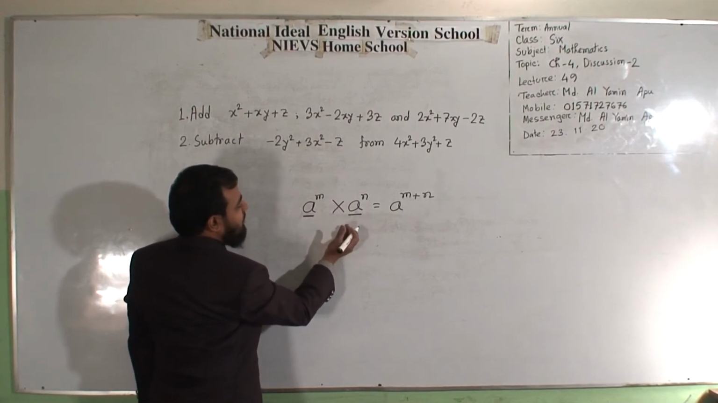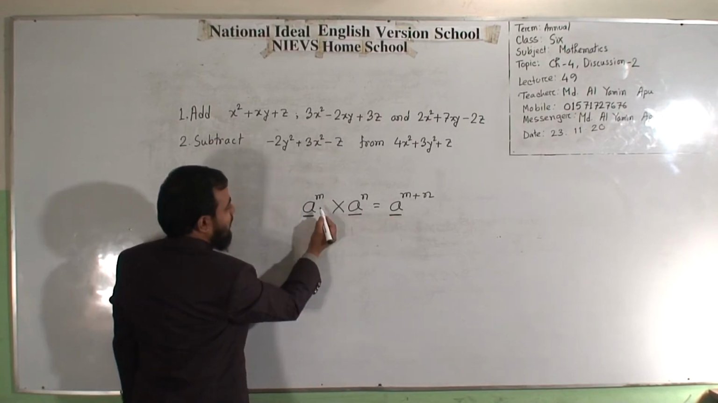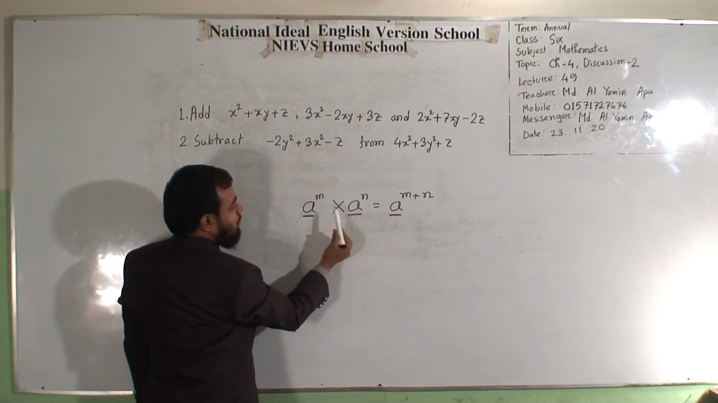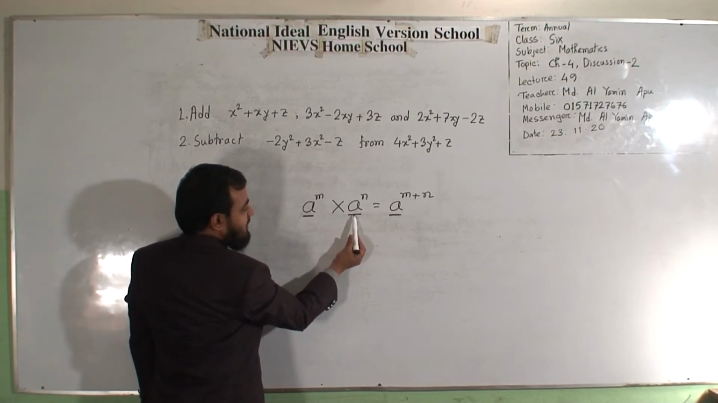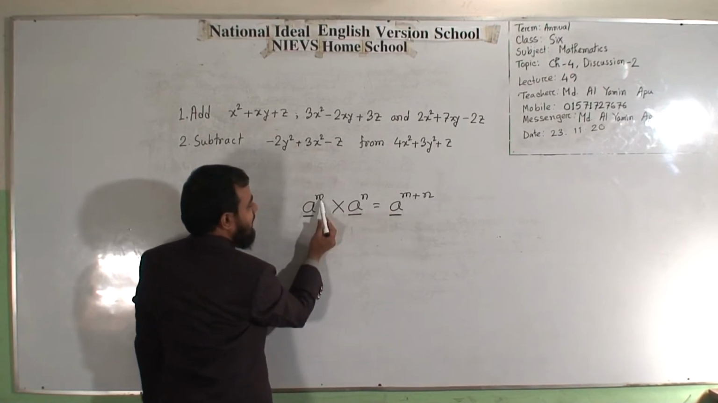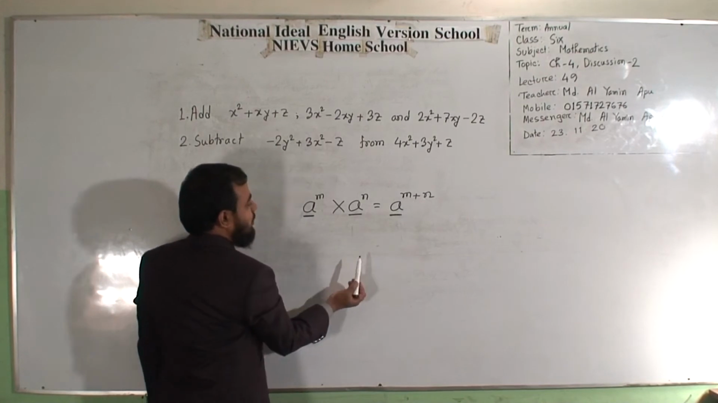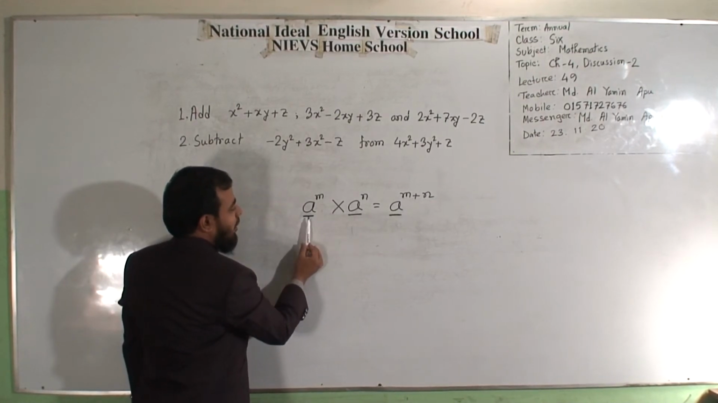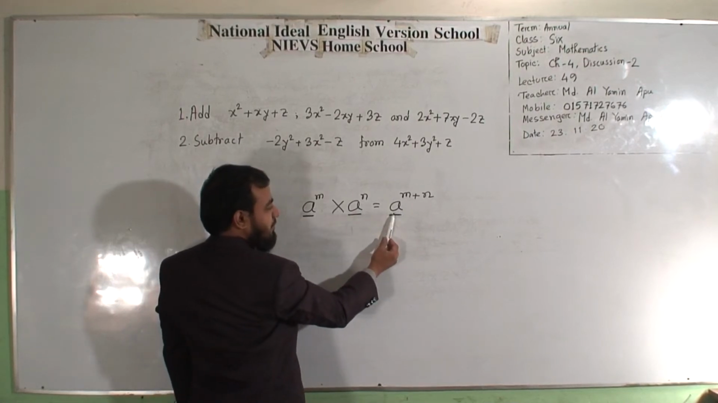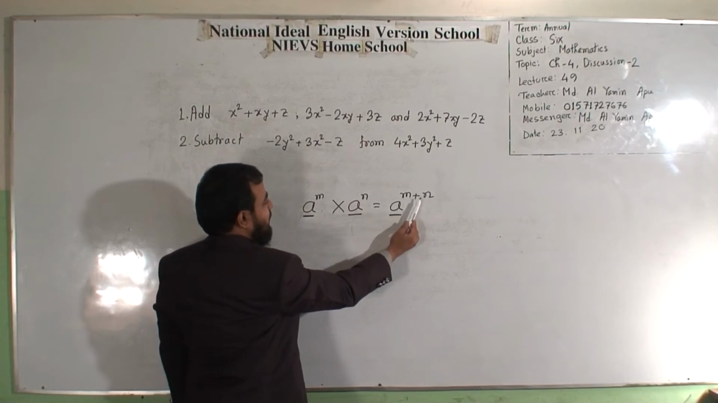So our product will have the same base a, and the power, that means the index, will be added. When it is multiplication of two exponents with the same base, then the power or index will be added. This means m plus n, it will be a to the power m plus n because it is multiplied. Okay, when two exponent forms with the same base are multiplied, the product will be the same base with the powers added, a to the power m plus n.